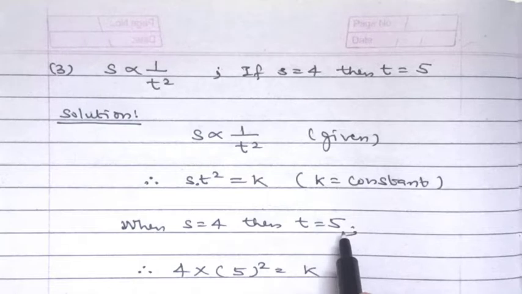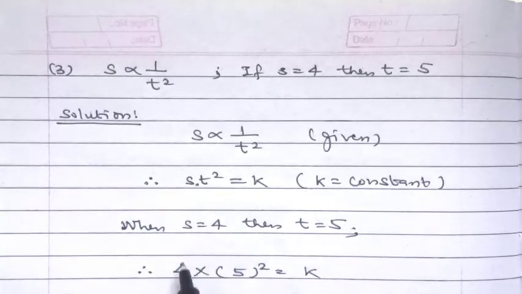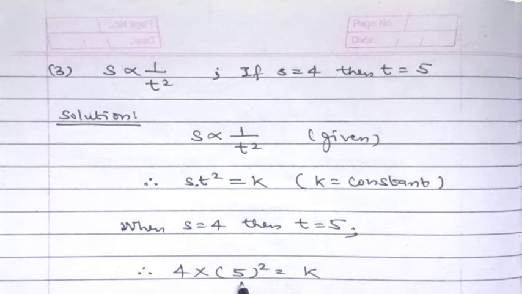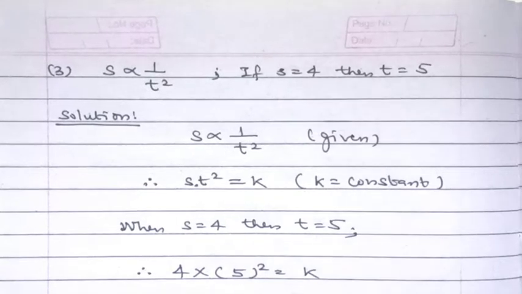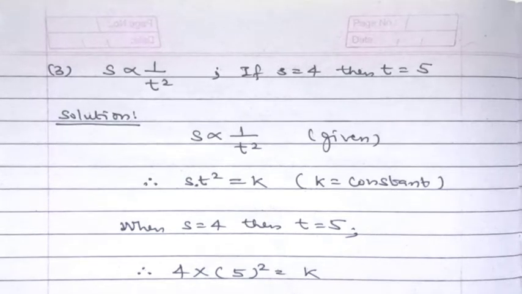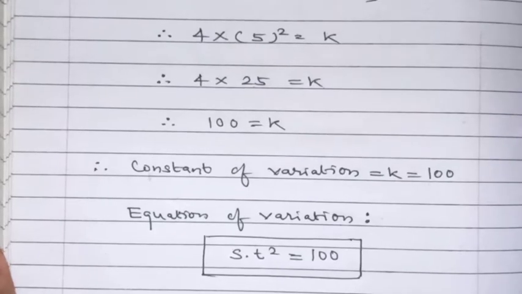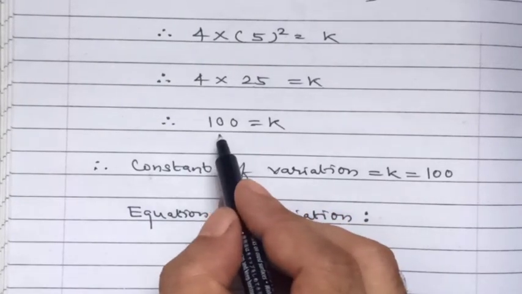So you are going to put the values of S and T to get K. Now be careful here. S is 4 and then you want T square, that means 5 square. So 4 into 5 square is equal to K. That means 4 into 25 is equal to K. Therefore K is equal to 25 into 4, which means 100. So you will get K is equal to 100.